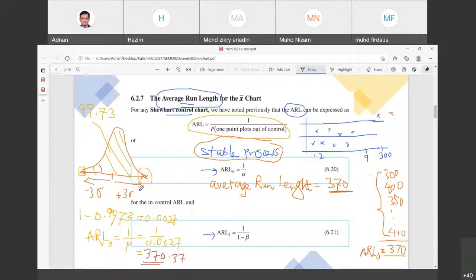Do you understand? The concept of performance measure for control chart based on ARL.